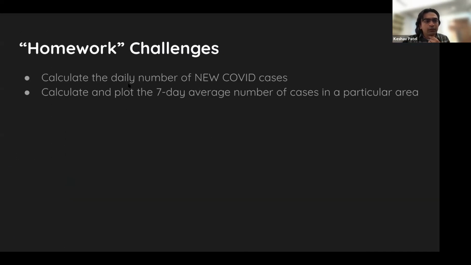I just wanted to leave with some homework challenges. Try to compute for yourself the number of daily COVID cases, and also try to plot the 7-day rolling average of cases in a particular area. It doesn't have to be Salt Lake County. It can be New York City. It could be your hometown, anything like that. But just try to play around with these table data structures and some plotting functions so that you can maybe make some plots that you might have seen in the news or on websites and stuff like that.